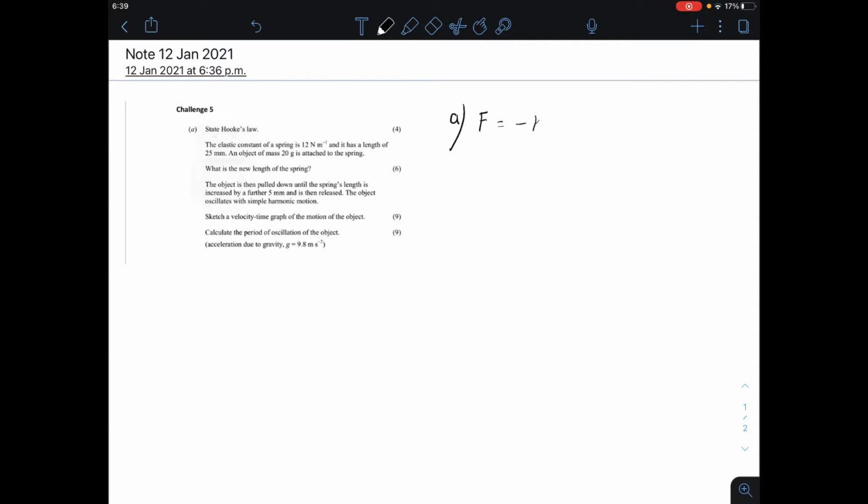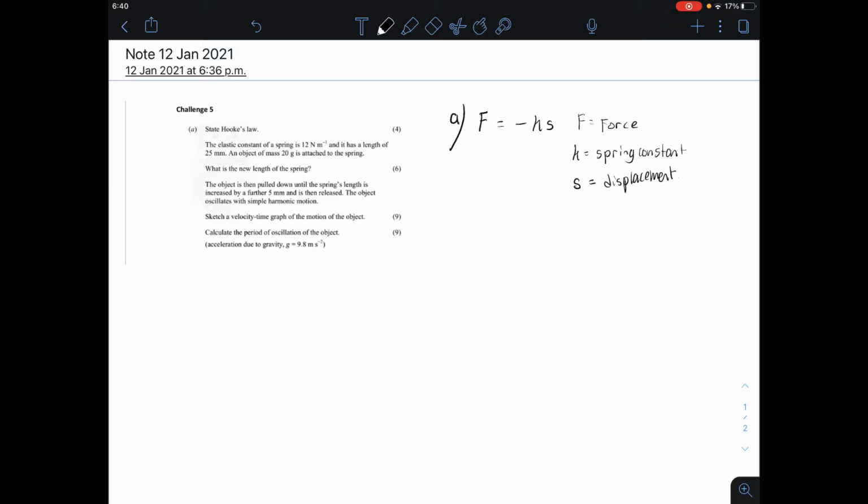Hooke's law states that F is equal to minus Ks, where F is the force, K is your spring constant, and S is your displacement. Okay, let's look at the rest of the question.